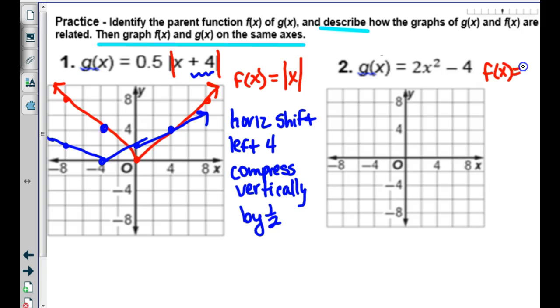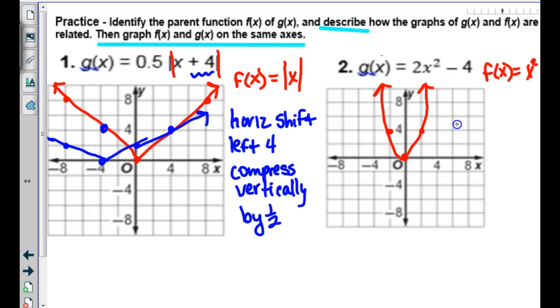What's the parent function? What is this going to graph as? Parabola. So x squared is the parent function, which at 2 would be up at what? 2 squared would be 4. If we went over to 4 and squared it, it would be up at 16, so it's off the top of the graph by there. Okay, so there's the parent.